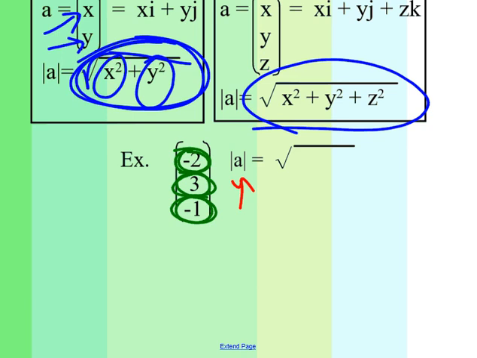I'm going to pause for a second. Wait. So then you got 2 squared is 4, 3 squared is 9, 4, 9, and 1, square root of 14. Whoa, hello. Who's got that one right? Raise your hand if you had that one right. Okay, good. Remember, that was the magnitude of it, how long the vector line was.